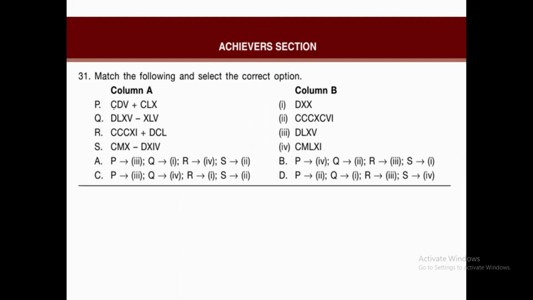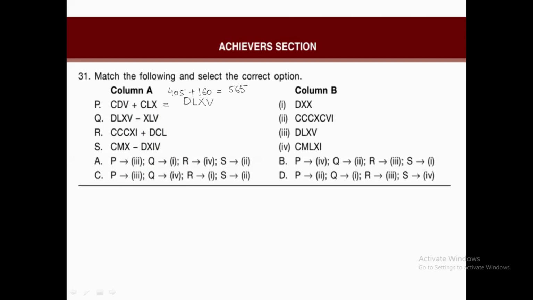What are we getting? CDV plus CLX. CDV means 405, plus CLX means 160. Okay, what are we getting after adding them? We are getting 565. And how can we write 565? We can write 565 like 500, which is D, 60 means LX, and 5 means V.